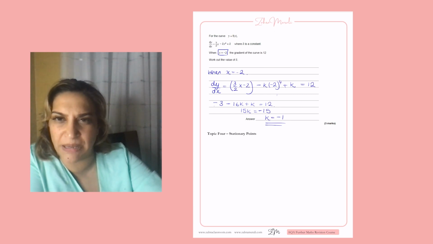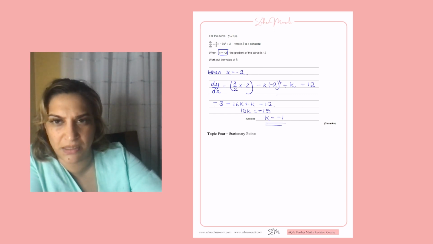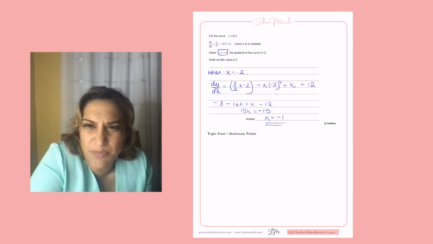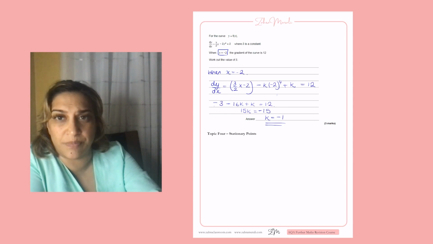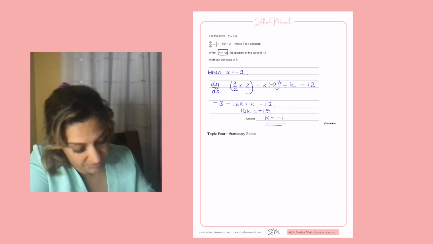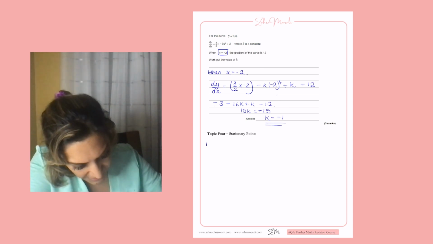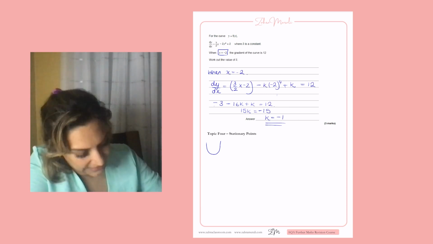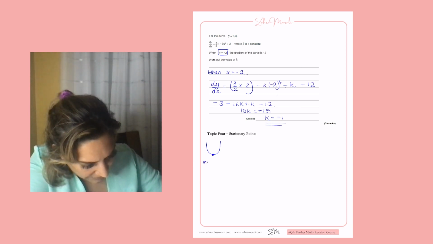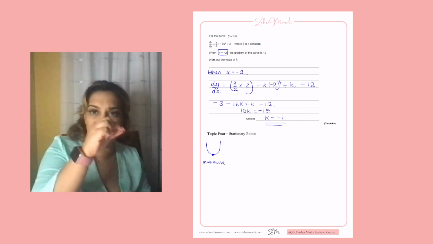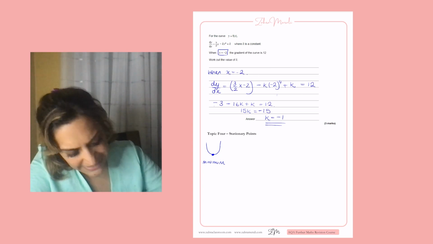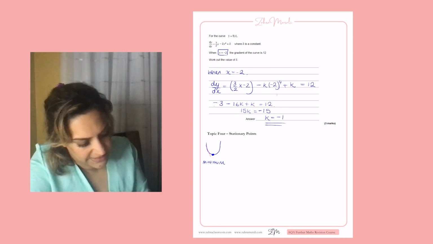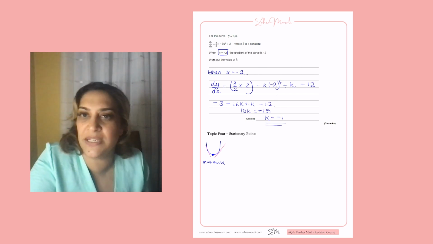So now we're going to think about what stationary points are. Stationary points are where you have a minimum or a maximum. For example, think about a positive quadratic. This has a minimum point, a point at which it's the lowest. If we have a look, the gradient just before that is negative and just after it is positive.